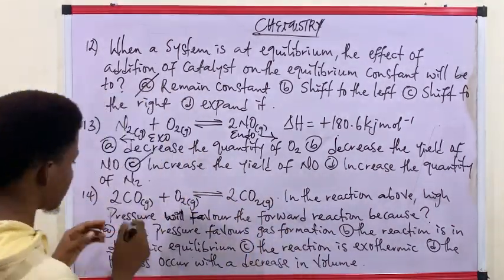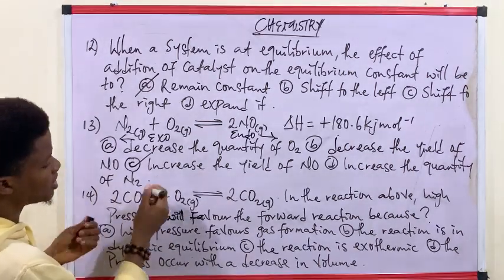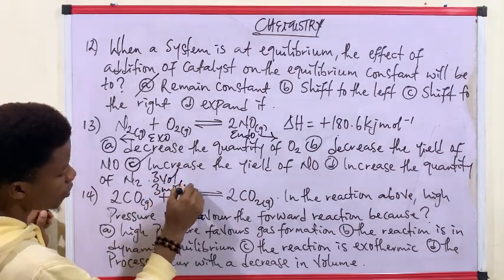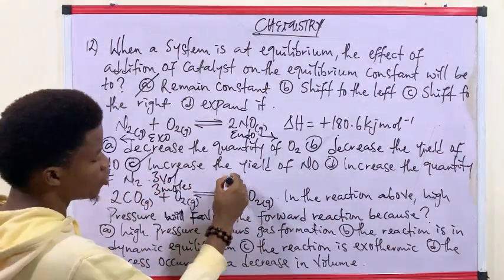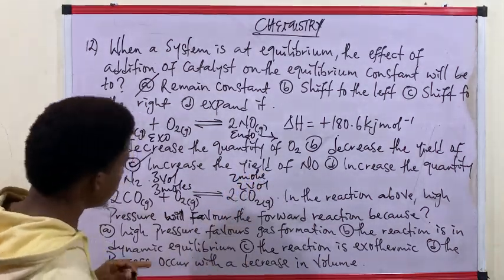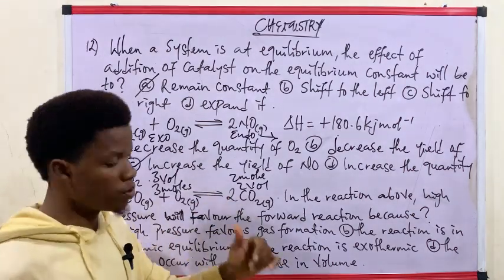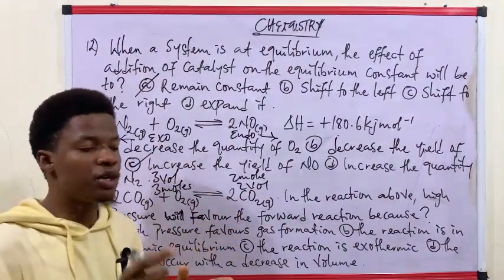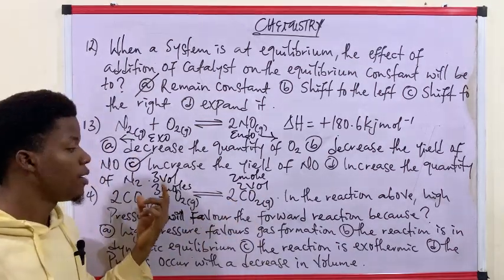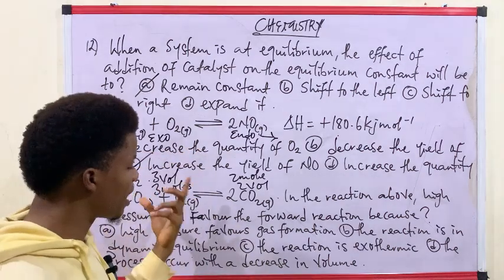So if you look at this now, this is 2, then here is 1, 2 plus 1, 3. So this side we have 3 volume, or we say 3 moles. Then if you look at this side, you just have 2. So we have 2 moles here, or you say 2 volume. So between 3 and 2, which one is smaller? 2. I told us, if you check my previous videos, that high pressure favors the side with a lower volume or a lower number of moles, while low pressure, that's decreased pressure, favors the side with a higher volume or a higher number of moles.